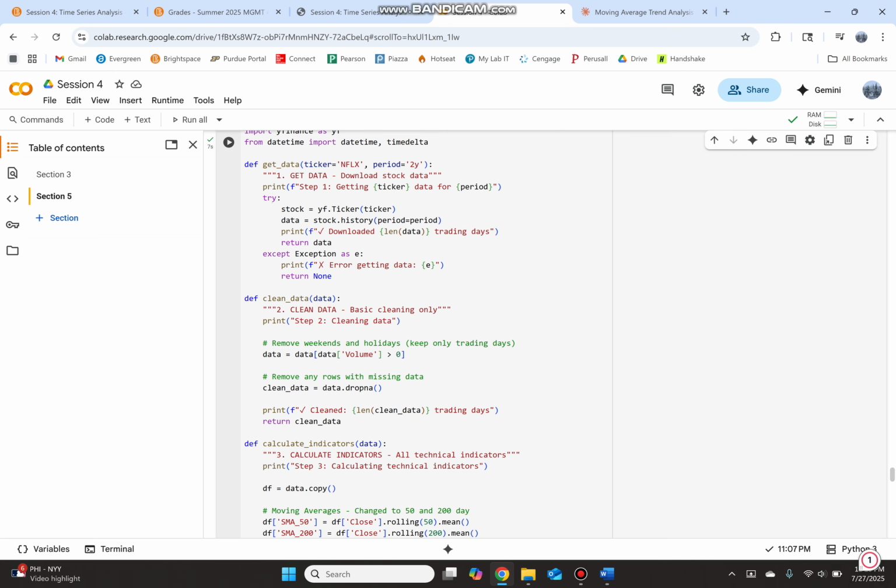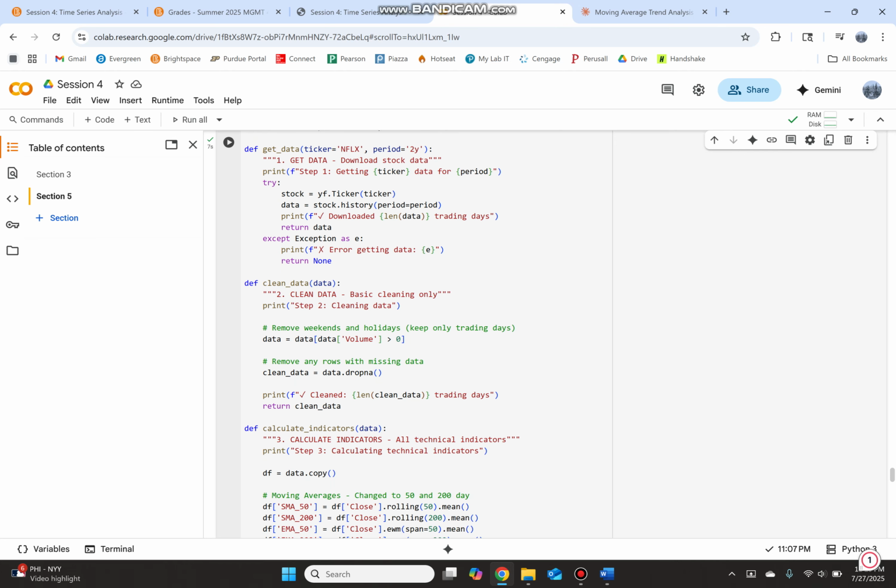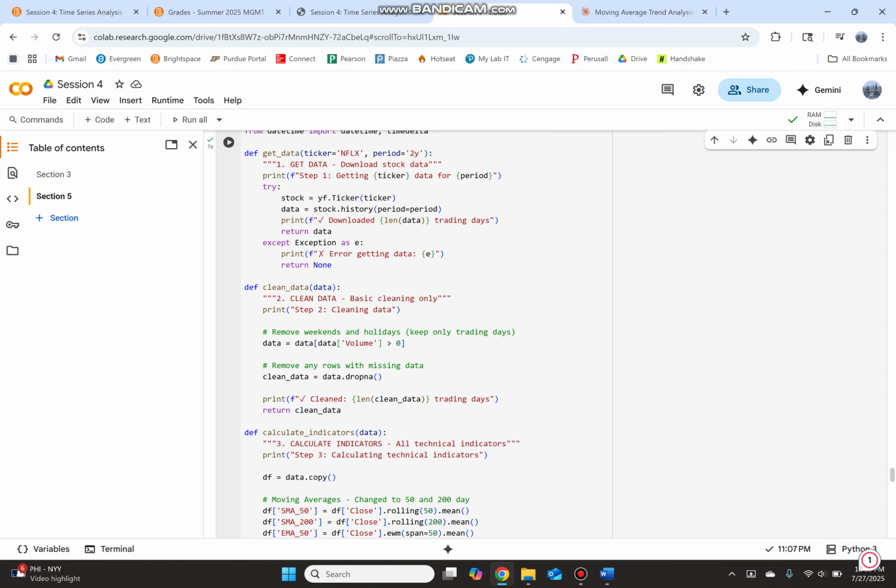So first off, we have the first step, define get data, download stock data, print. This is all just going to be in the display that we'll see later. It tries stock at yahoofinance.ticker, and the ticker will be from the user input. Then it goes to the data and gets the stock history, and the period is from this period. So it will be from the last 2 years is what I have it automatically set to. And then it'll print downloaded in trading days. And if there's an error, it'll say error getting data.